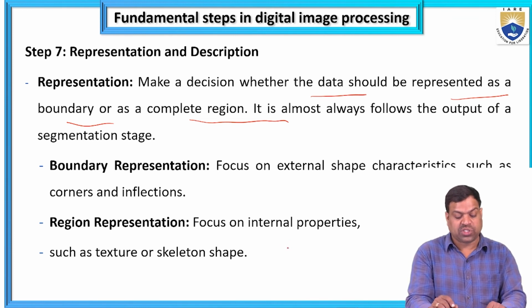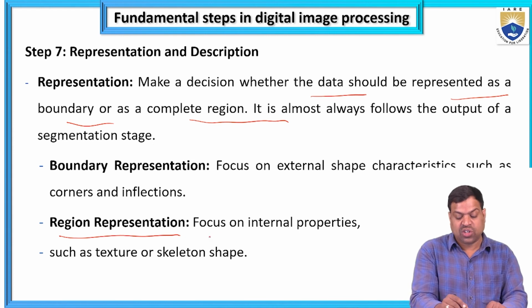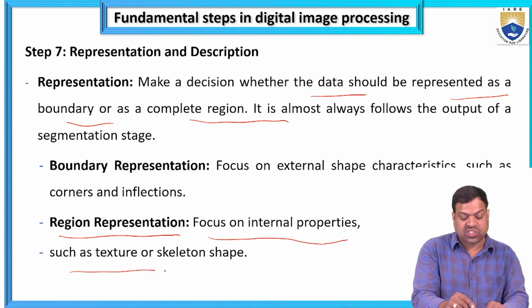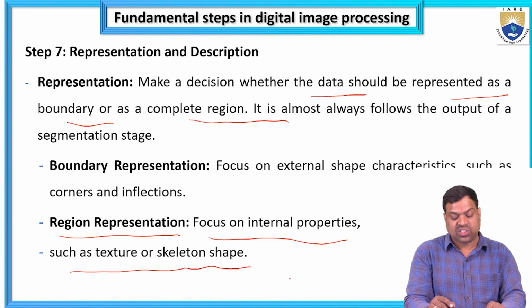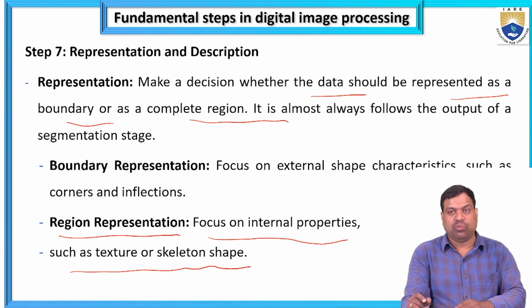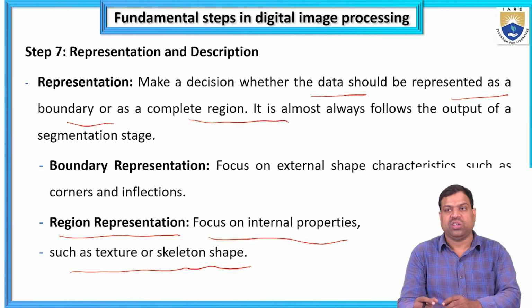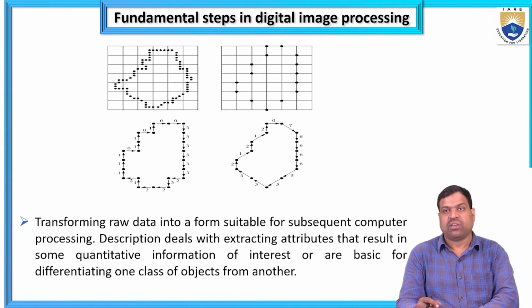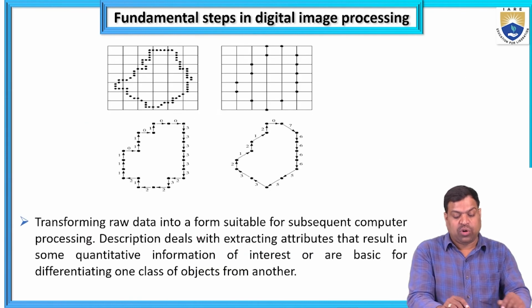These are the boundary representations. And region representations focus on internal properties such as texture or skeleton shape. So I have the input image, and I want to focus more on what is in the image, concentrating on the internal properties such as textures or skeleton shapes of the image. That is the region representation. So for every image we have to give some representation, and we give some description of the image. That is important.